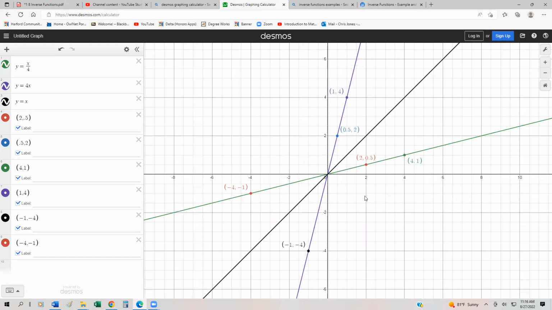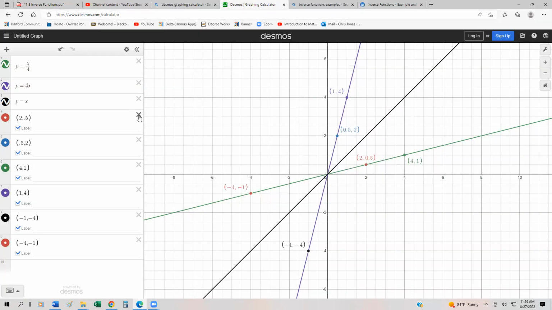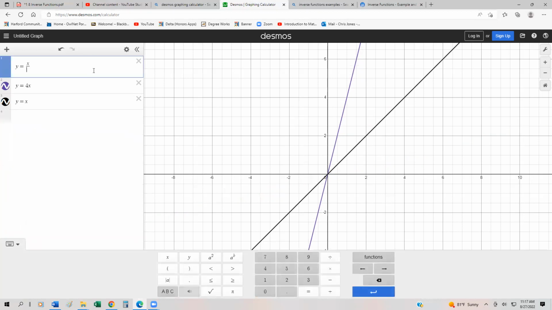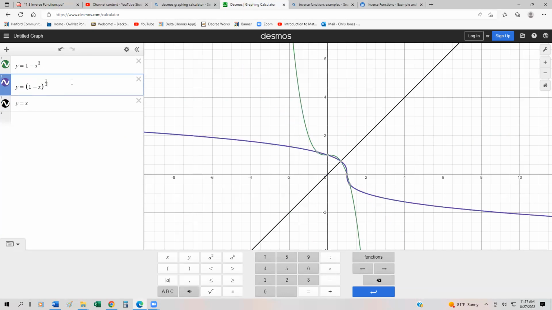Now, that doesn't prove that they're inverses. All it would take is finding one pair of points, if they existed, to show that they're not inverses. But we can't do that, because these actually are inverses of one another. Another example of this, we have 1 minus x cubed and the cube root of 1 minus x. So let's graph those. Let me get rid of all these points. We don't need those. So we have 1 minus x cubed, and the cube root of 1 minus x. Instead of cube root, I'm going to type this as 1 minus x to the 1/3.